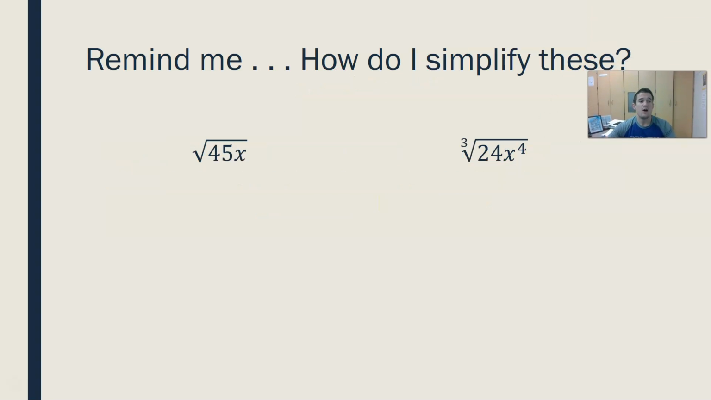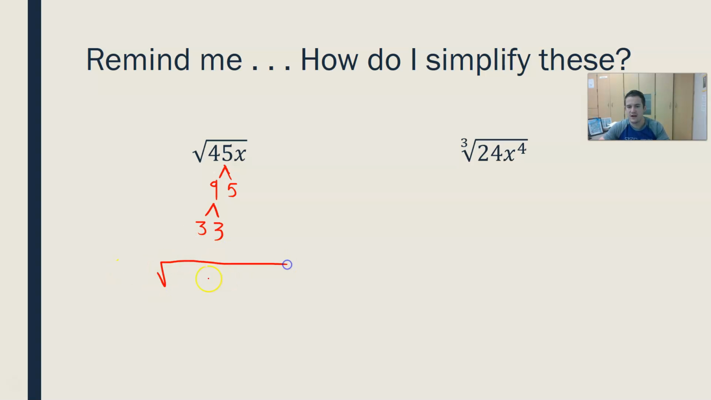Well, when I have an expression in this form, like a square root or a cube root, we already know how to simplify those. We devoted an entire few lessons to it. So how do I go about simplifying, writing the square root of 45x in simplified radical form? Well, I start by finding the prime factors of 45, which is 9 times 5. 9 is 3 times 3.